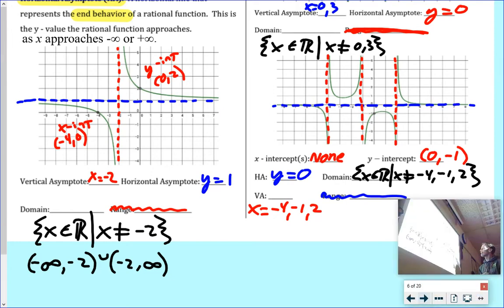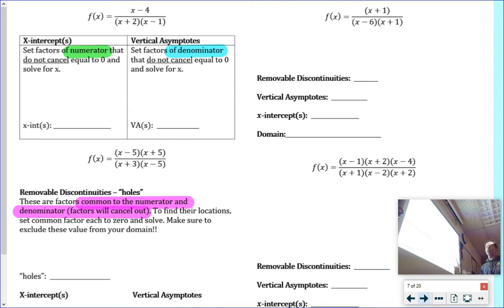Now let's take a look at some analytic pieces. So what if we don't have a graph? We don't have Desmos, stuff like that. How can we find some of those same things? I'm going to hold off on the horizontal asymptotes until the next video, but we can pretty easily talk about how to find the x-intercepts, the vertical asymptotes, and something called removable discontinuity. So we'll get to that in just one second.